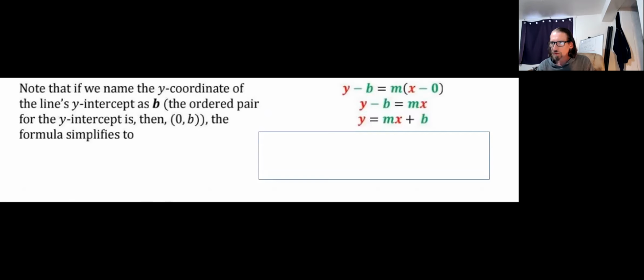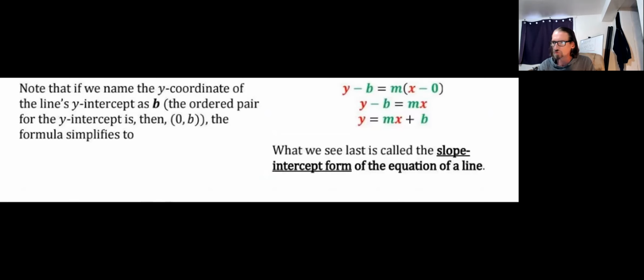What we get here is an equation of the line where y is isolated and it's mostly dependent on the slope and the y-coordinate of the y-intercept. However, that's a lot to say out loud. It's a mouthful. So instead of saying slope, y-coordinate of y-intercept, we just call this the slope-intercept form.